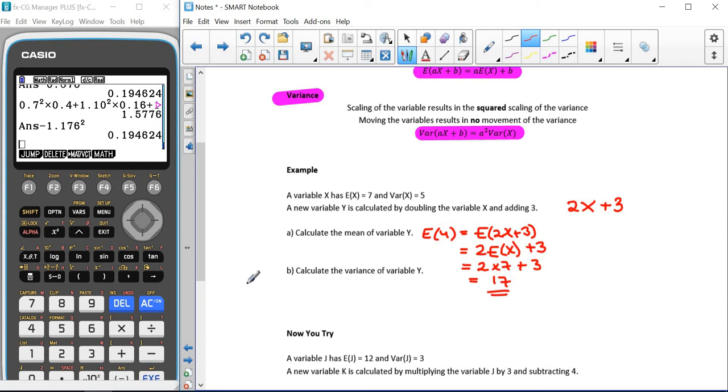For the variance of y, var of y, that is the same as the variance of 2x plus 3, which gives us 2 squared times the variance of x using our second formula here. Remember, the plus 3 doesn't affect the variance. So we already know that our variance was 5, 2 squared is 4, 4 times 5 is 20. You can pause the video for a second now and give the Now You Try a go.